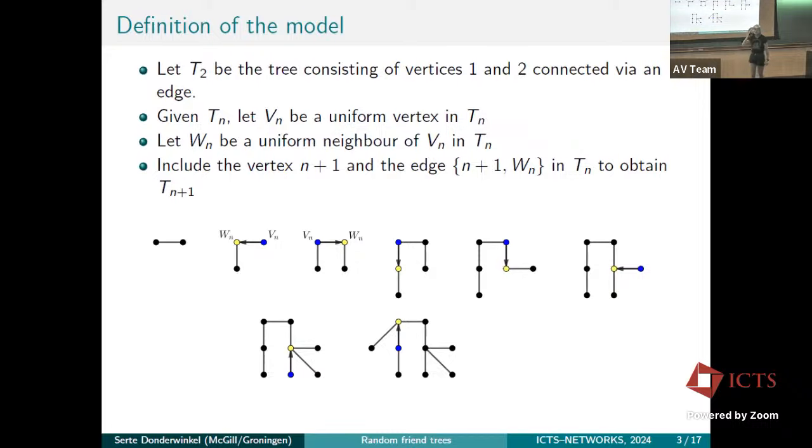If I would just pick a vertex and take it away again, would it look like one step before? If you take a uniform vertex away, or a uniform leaf away, I guess. I don't think so. It would have to be a uniform leaf, and I don't think so. I haven't done the calculation, but no.